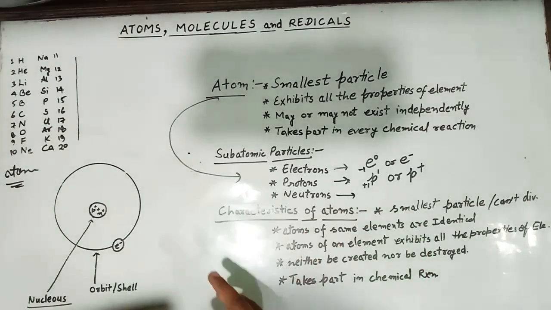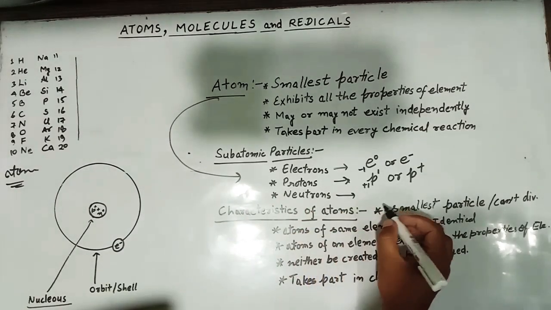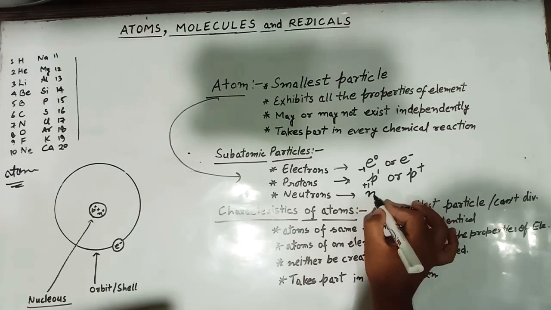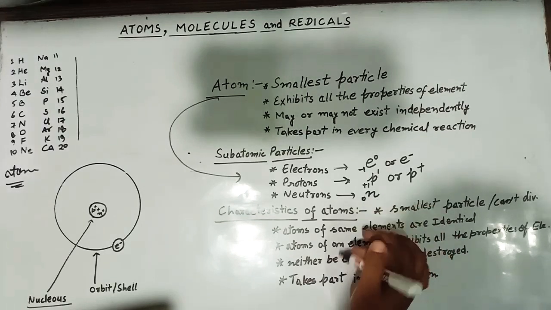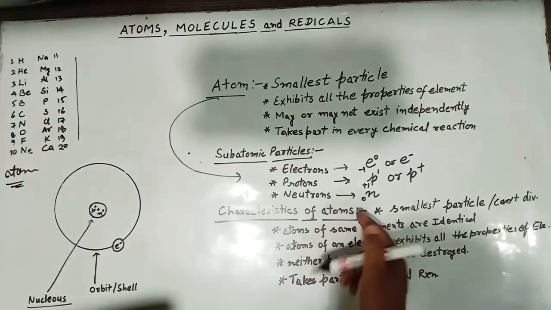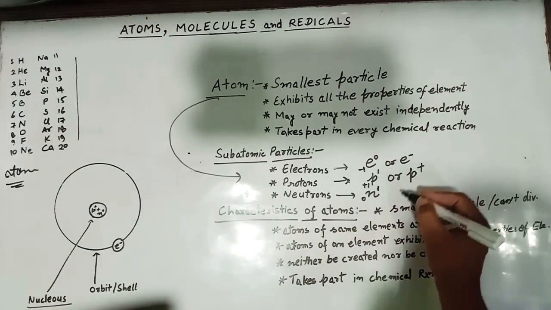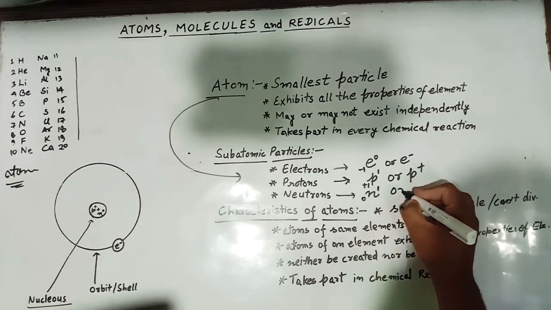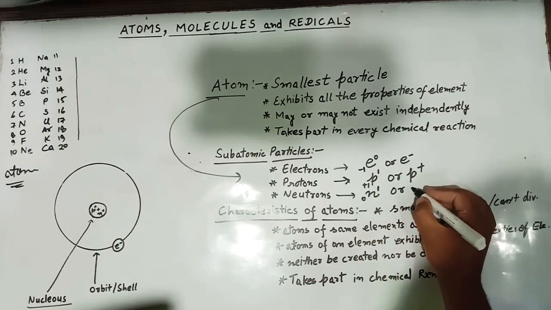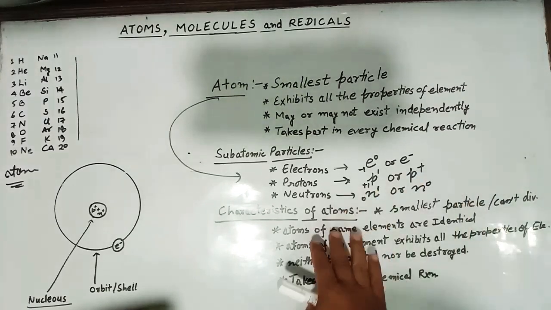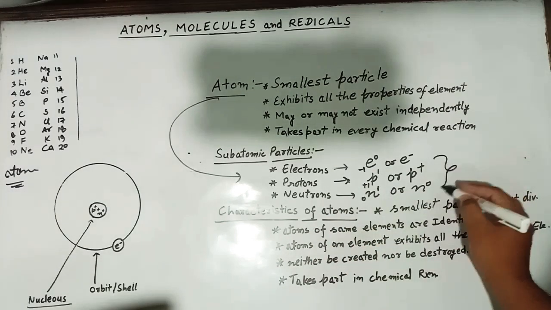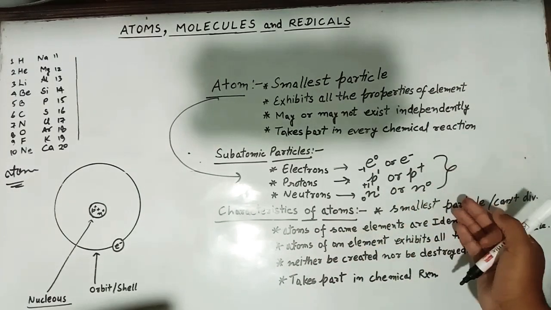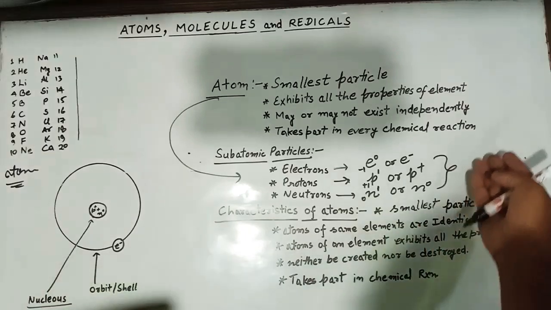Now the third subatomic particle, that is the neutron. Neutrons are neutral, so we will denote the charge as 0, and they carry 1 unit of mass. So it will be like this, or we can denote it like this also. So these three are the subatomic particles. They remain in an atom.